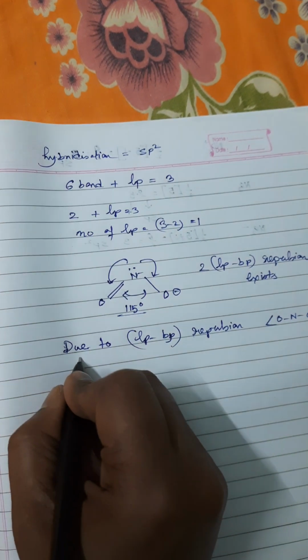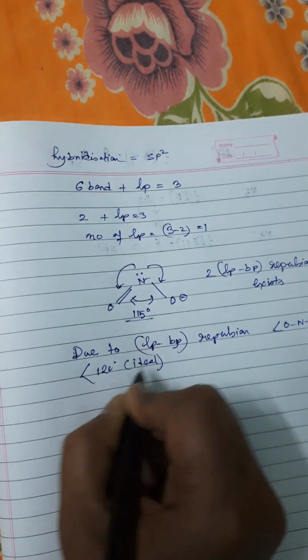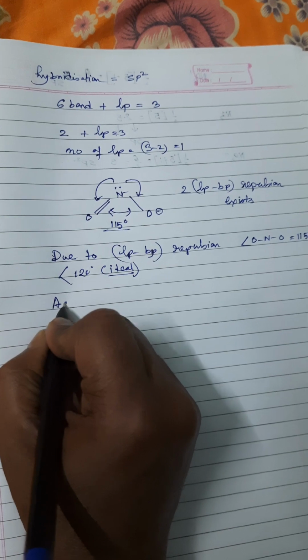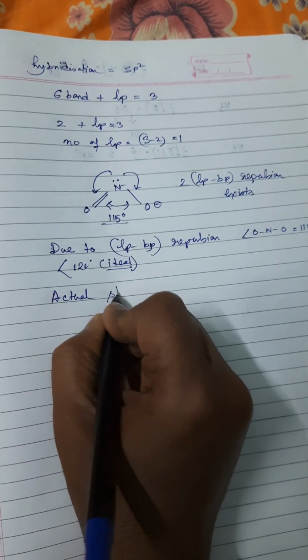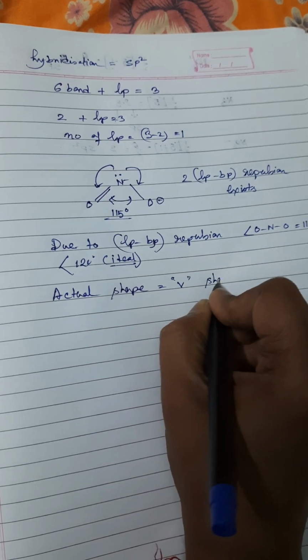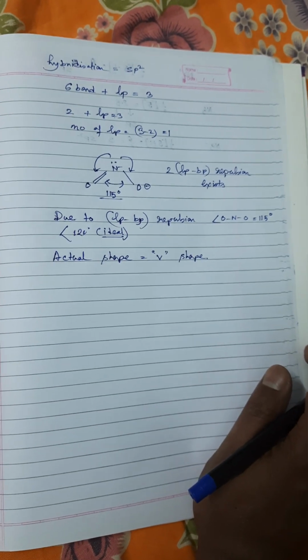So this is less than 120 degrees, that is the ideal bond angle. This bond angle is ideal. So therefore the actual shape is the V shape. So my dear students, you all understand how to derive the actual shape of the molecules.